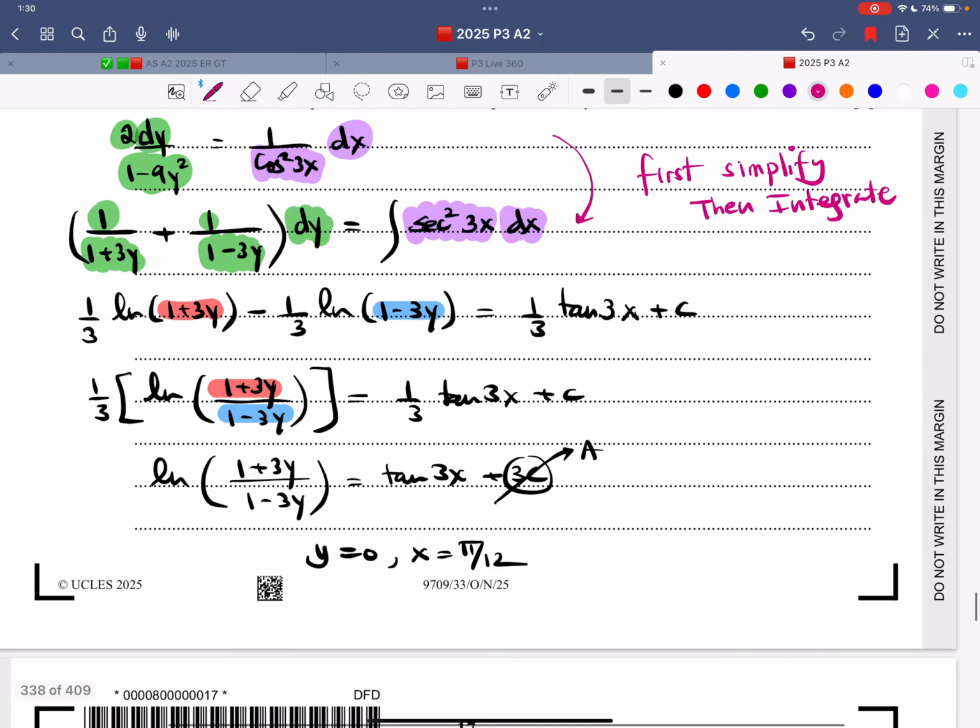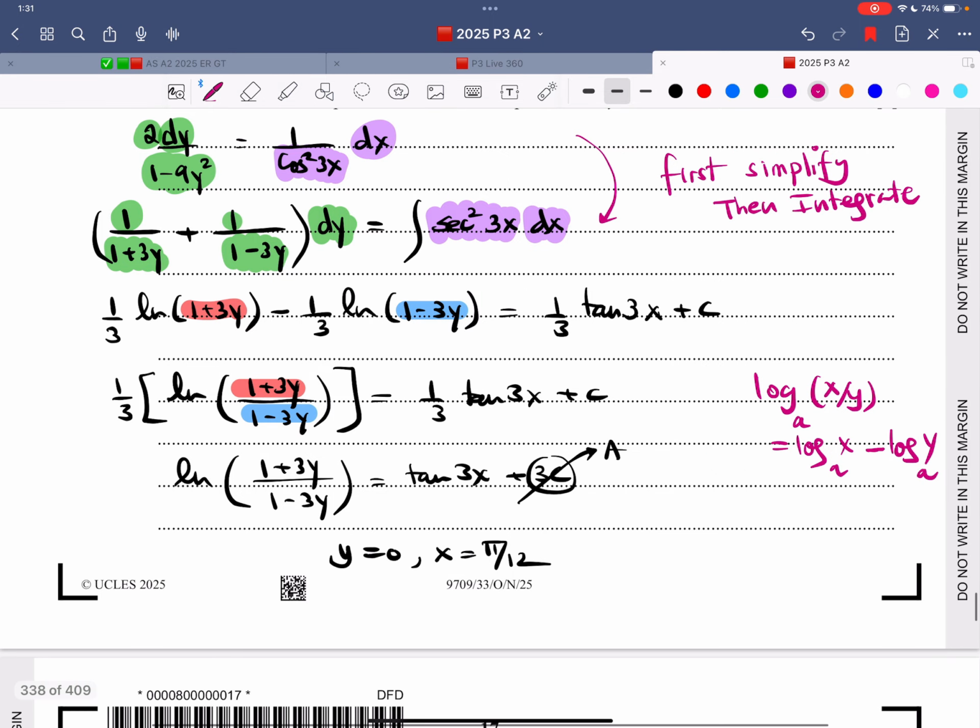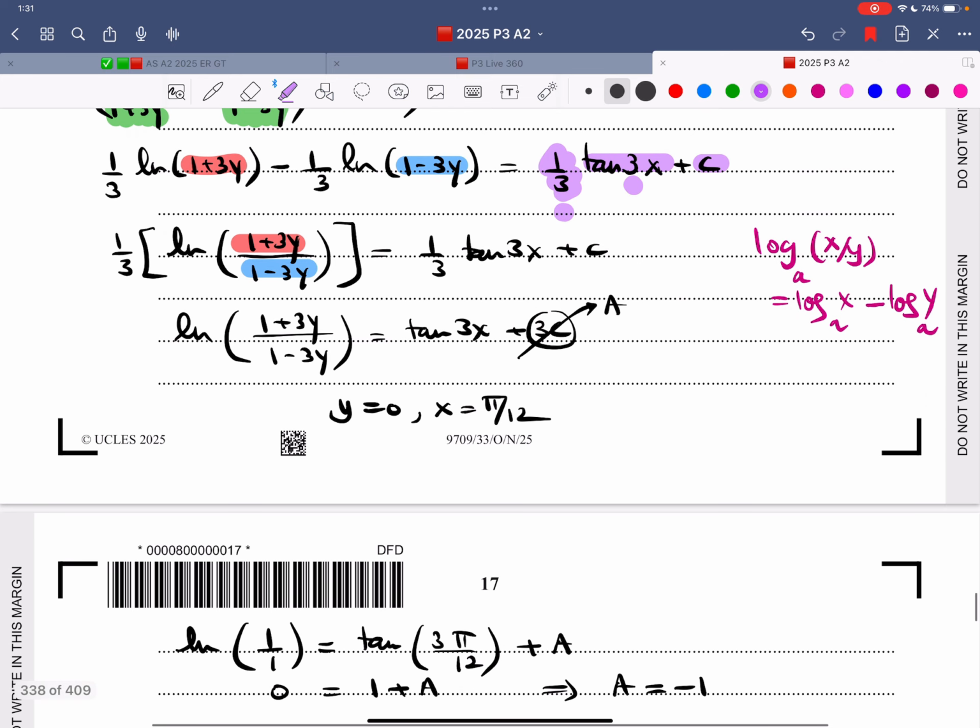If someone doesn't remember, let me remind them. Log x over y base a, that is log x base a minus log y base a. So this minus makes it division. And then over here we have this thing which is 1/3 as it is. Integral of sec square 3x is tangent 3x. This 3 is because of this 3. Plus the constant of integration c.